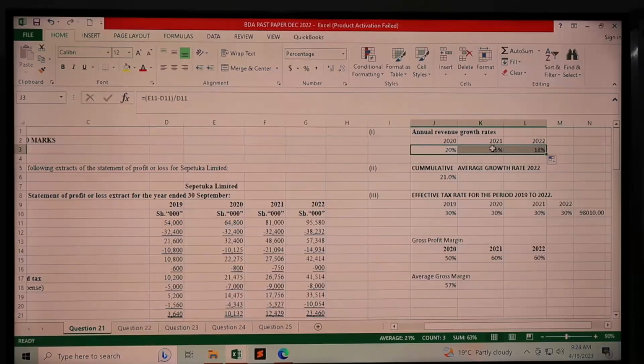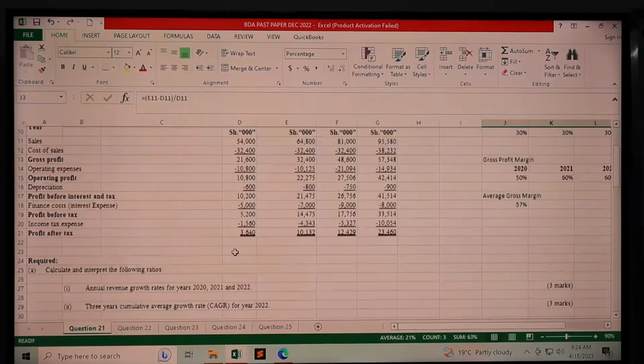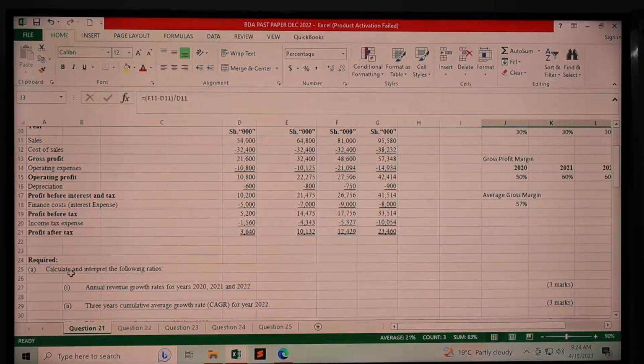So whereby this formula will refer to the year 2021, 2020, then divide by 2020. And then finally you have the last one that you refer to 2022, 2021, divided by 2021. And you'll get those 3 revenue growth rates. Remember that the question was asking to do what? To calculate and interpret this.